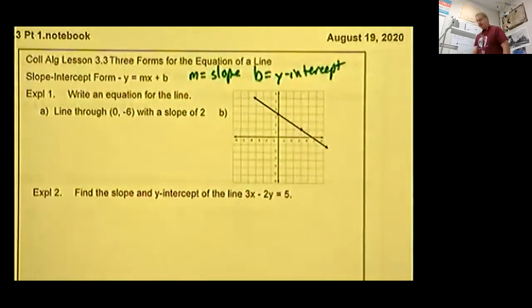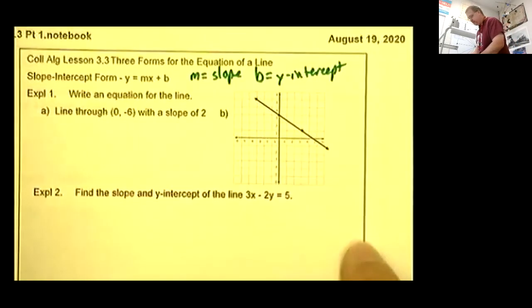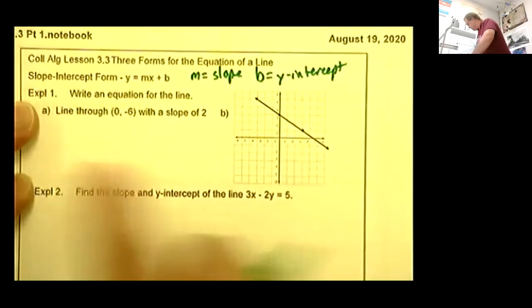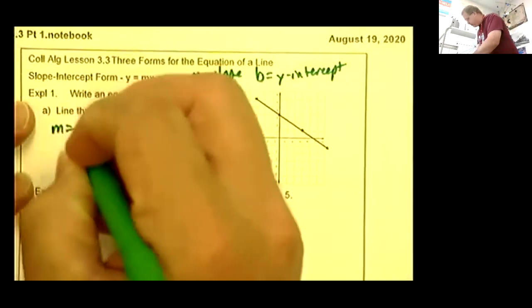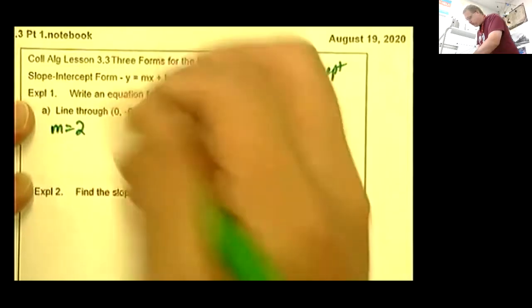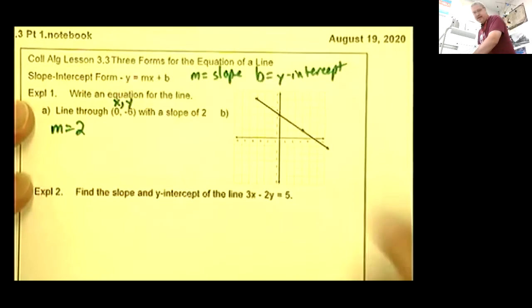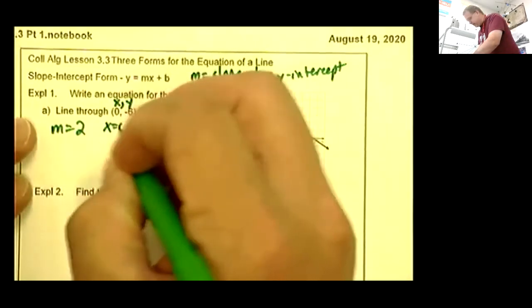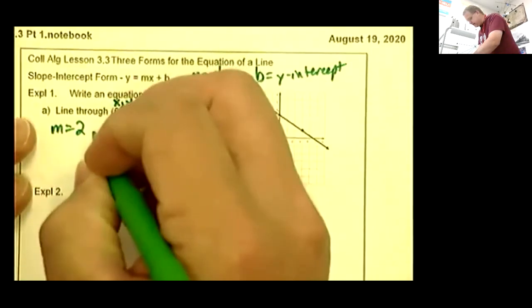Example 1 then asks us to look at given a line on a graph. We want to graph the equation of the line through 0, -6 with a slope of 2. So there's a couple things. We already know the slope. The slope is 2. Sorry, we're just looking at A, not B. So what do we know? Well, we know the slope is 2. We have an ordered pair. Every ordered pair is x, y. And so x has to be 0 and y has to be -6.